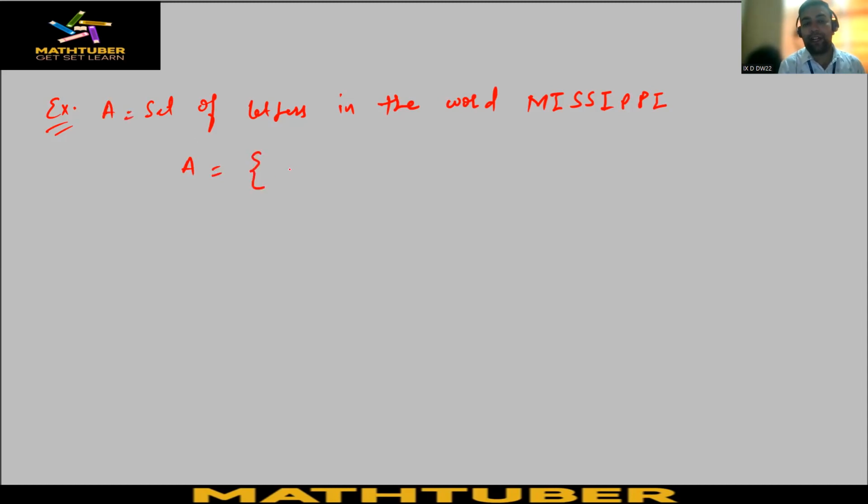first of all we will write it in the roster form. So M will be here, then comma I, comma S, comma I, comma P. These will be the letters of the word, and we will not repeat the letters in the roster form here. Repetition of letters is not allowed, or repetition of anything is not allowed in the sets. If there are repetitions, then you have to avoid that.